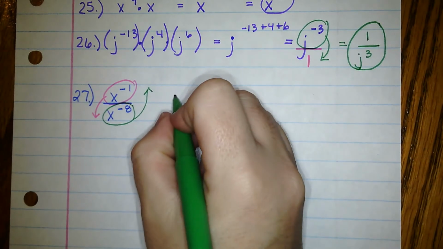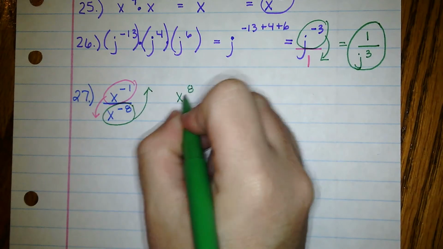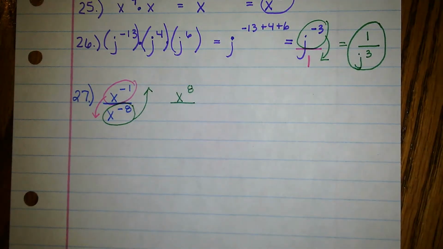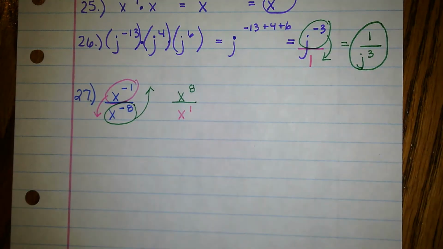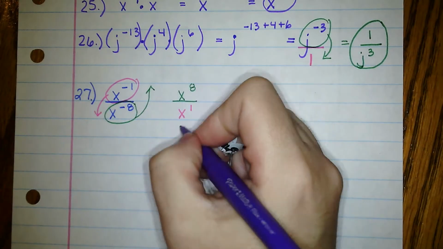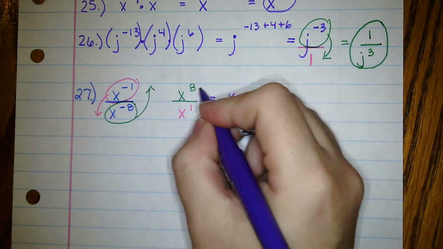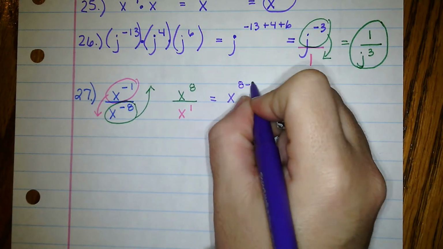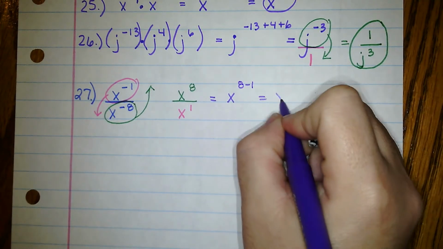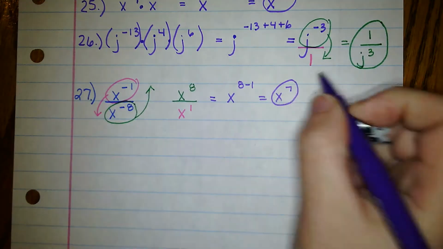So upstairs is then going to become x to the positive 8, and downstairs is going to become x to the first. At this stage, we have like bases, and they are going to subtract their exponents because of the division. So this is just x to the 8 minus 1, which is x to the 7th.